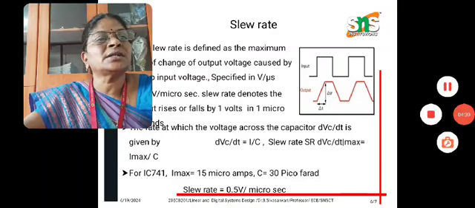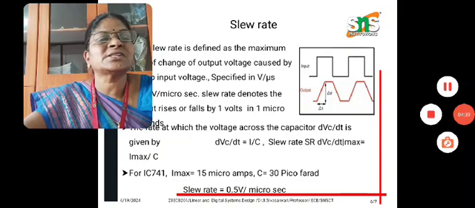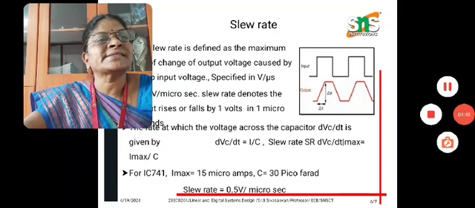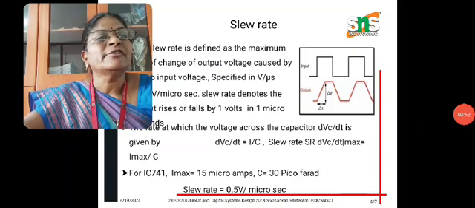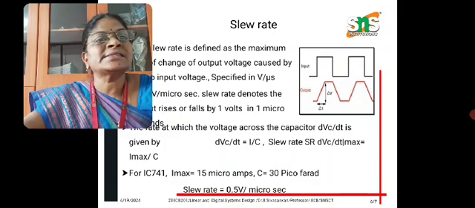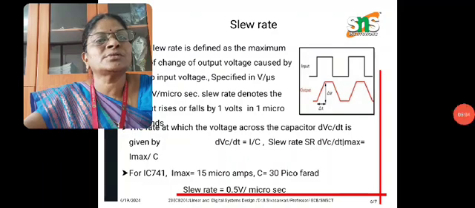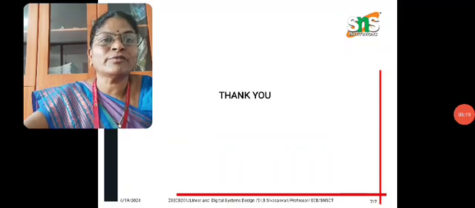So here the rate at which the voltage across the capacitor changes, dVc/dt, is equal to I/C. The slew rate S, or dVc/dt maximum, is equal to I max by C. So for IC 741, I max is equal to 15 microamps and C, the capacitor value, is 30 picofarad, and the slew rate here is 0.5 volt per microsecond. So this is all about the AC characteristics of op-amp.